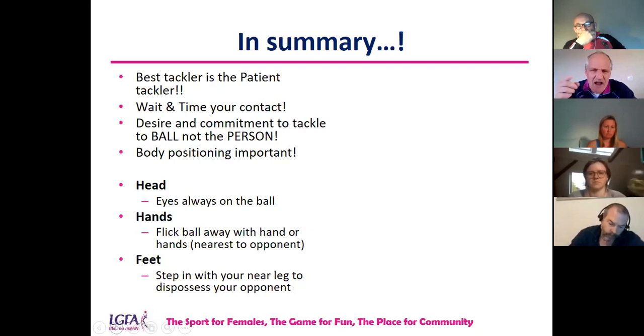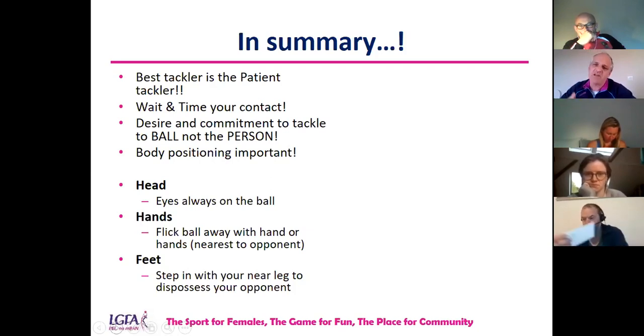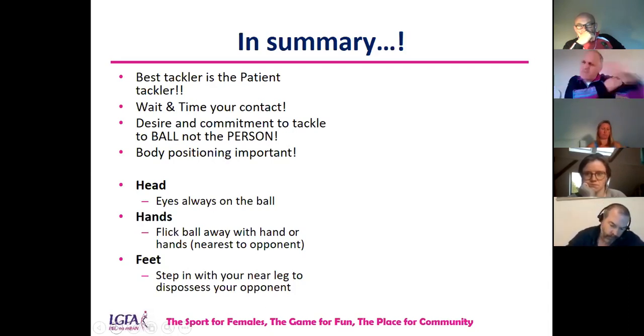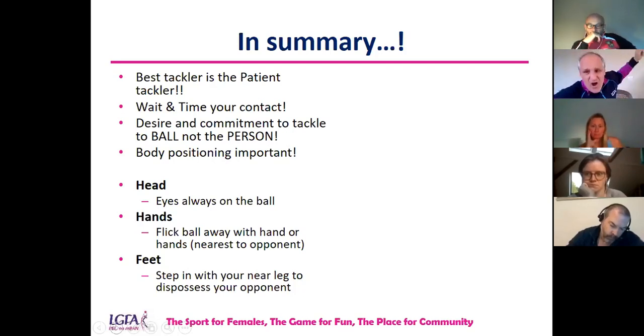So the desire and the commitment needs to be on the ball, not the person. In my opinion, from watching ladies football in Ireland, and I've also been to loads of tournaments abroad, but in Ireland as well, a lot of poor tackling is on the player. There's pawing going on, pulling on the jersey, the wrong hand being used, slapping the back, knocking the girl down. So therefore, there's a lot of fouls. But your body positioning is important.